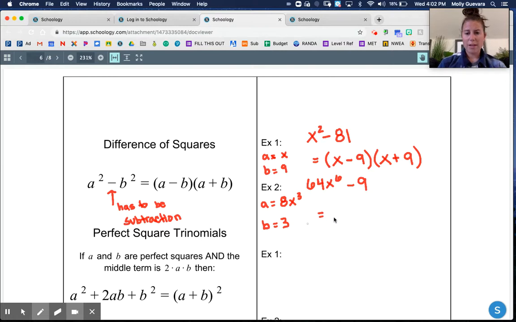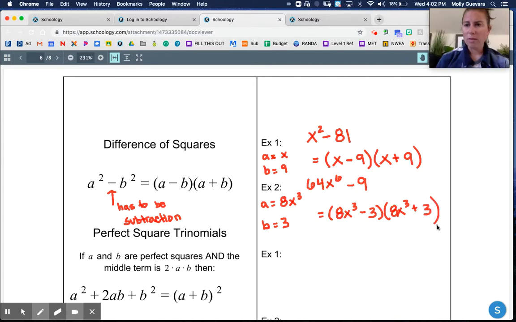So now that I know what a and b are, I'm just going to write it in the pattern. My a, which is 8x cubed, minus b, which is 3. And then my a, which is 8x cubed, plus my b, which is 3. And that's it. They're factored.